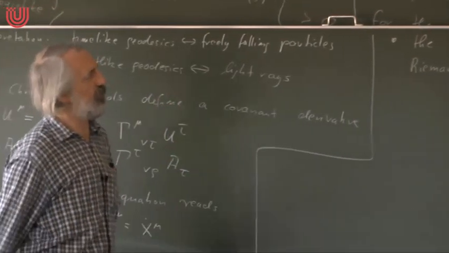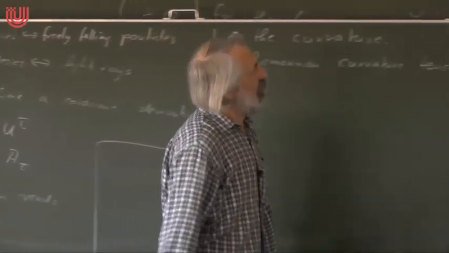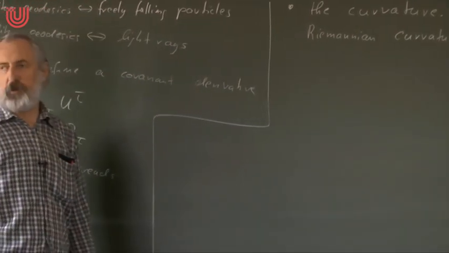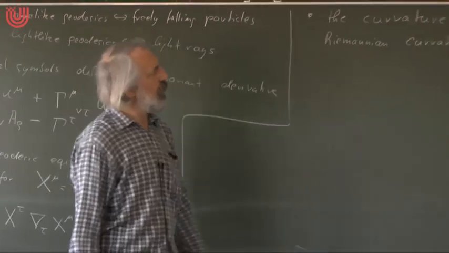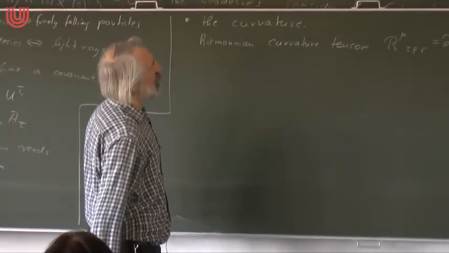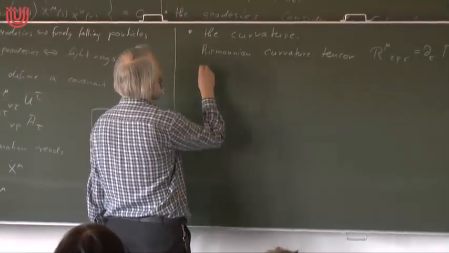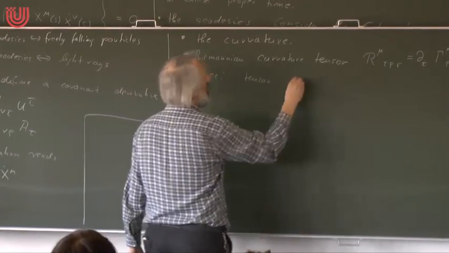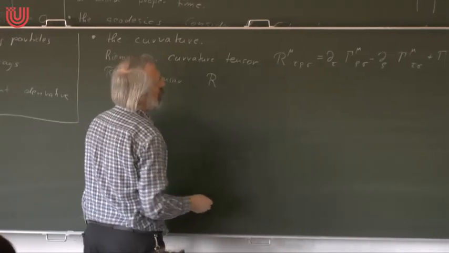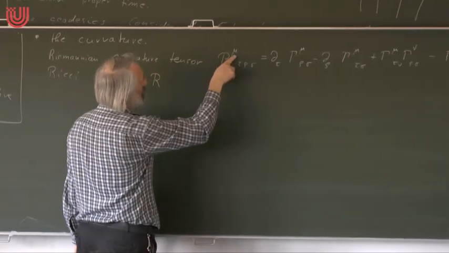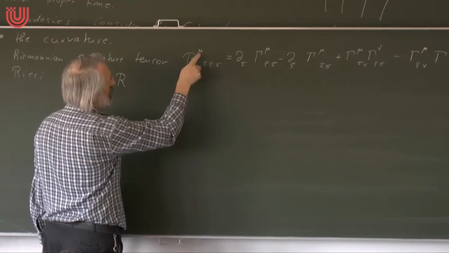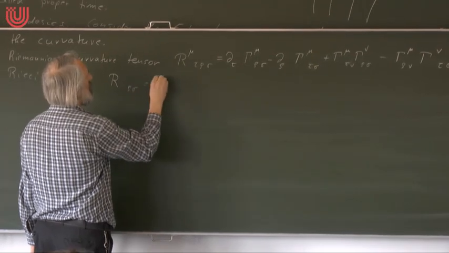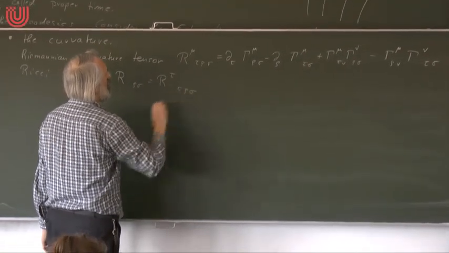On contractible neighborhoods in the manifold, but that's a subtlety. So, roughly speaking, the curvature tensor measures the deviation from flat space. And from the curvature tensor we can form the Ricci tensor. Again, we have to be careful when you compare different books. My convention is that I contract over the first index. So I write R_{ρσ} = R^τ_{τρσ}.